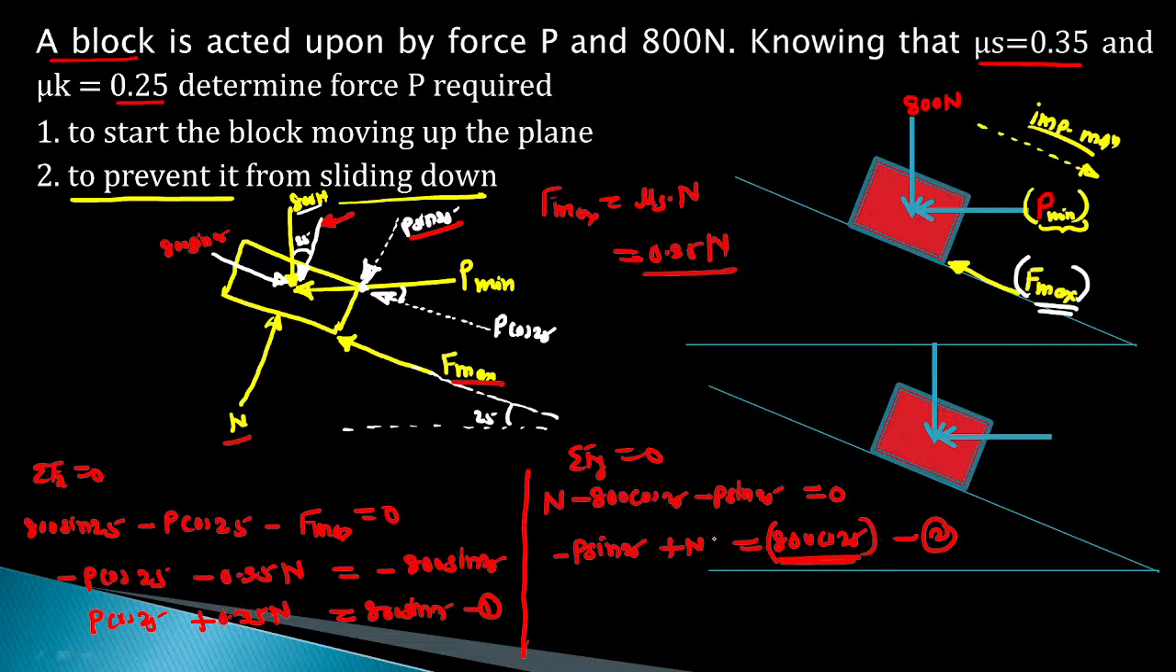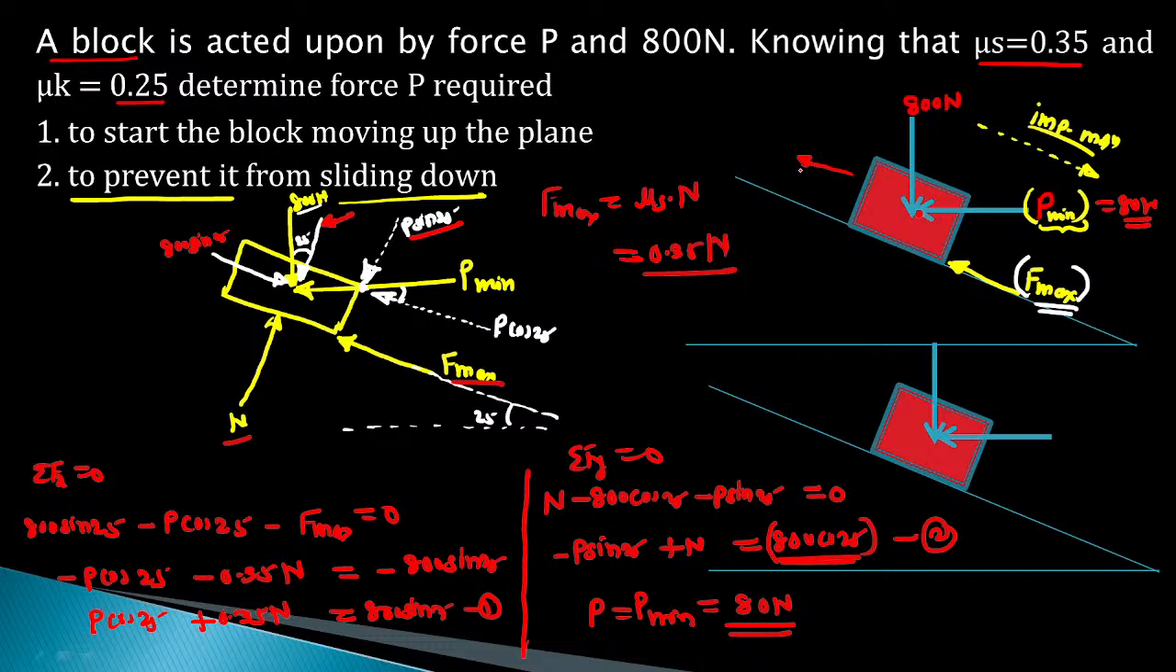So, solve these two equations simultaneously and get the value of force P, which is the minimum force. From your calculation you will get the answer: this is equal to 80 Newton. That means, if you just apply 80 Newton at this point, then it will prevent the block from sliding down. So, it will maintain the equilibrium, but because of this force, the block will not move in the upward direction.